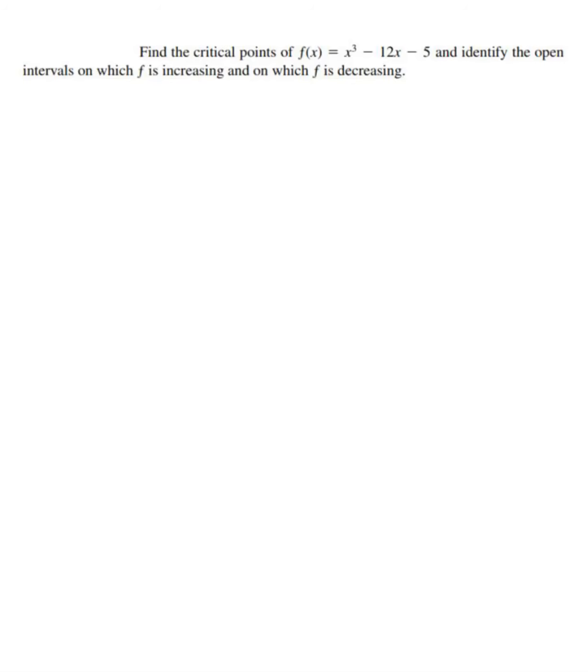Find the critical points of f of x equals x cubed minus 12x minus 5, and identify the open intervals on which f is increasing and on which f is decreasing. Okay, so f of x is given to be x cubed minus 12x minus 5. This is a polynomial of degree 3.